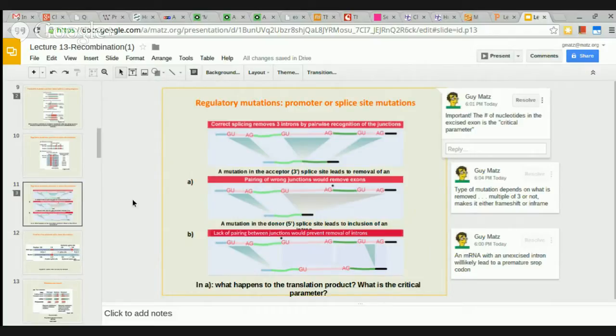So the question is, is an important parameter the number of nucleotides in the light green exon? And the answer is, I don't think so. I think that the important parameter is actually the reading frame, first of all, and that's defined by the starting AUG, which is in that exon or an exon upstream of it, we don't know. But I don't think that's a parameter. Given you have a reading frame, the essential parameter is the number of nucleotides in the exon that's missing. Okay.